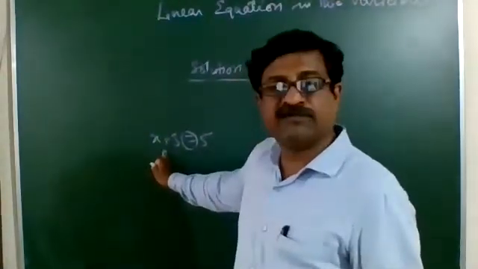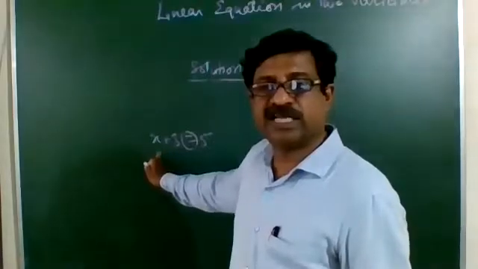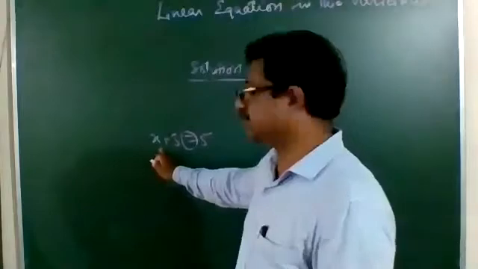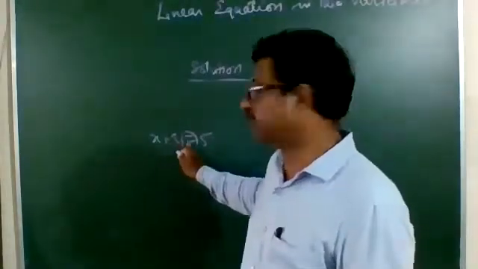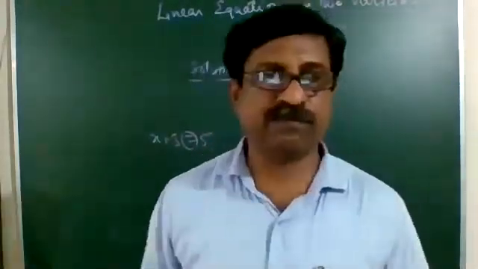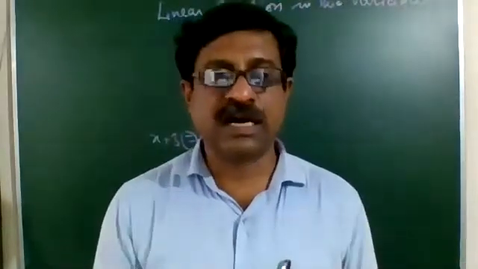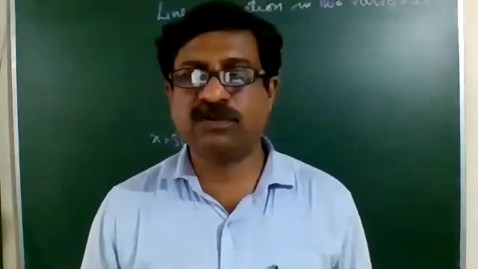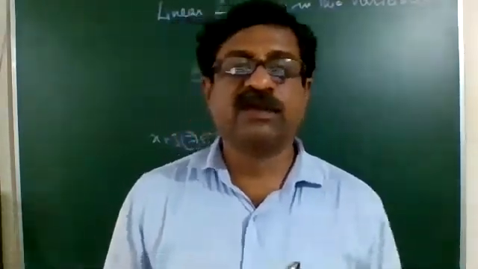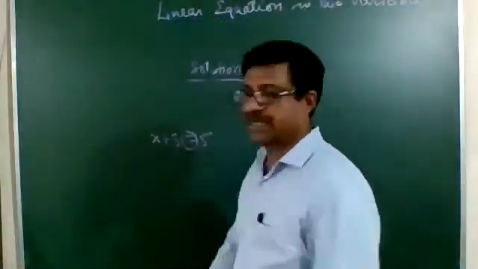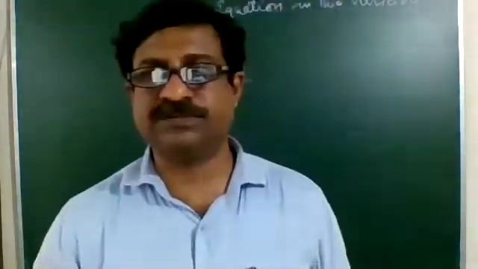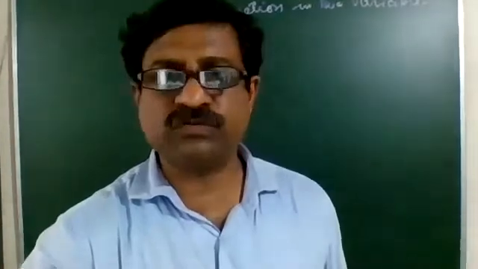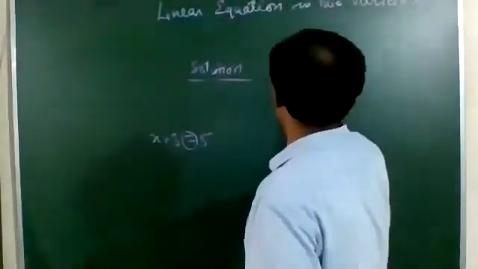If you put the value of x equal to 1, LHS we got as 4 and RHS we got 5. They are not equal. But if I take x equal to 2, LHS we got 5, RHS also we got 5. Both LHS and RHS are equal if you put x equal to 2. Therefore, a linear equation in one variable has exactly one solution. Whereas, a linear equation in two variables has infinite solutions.